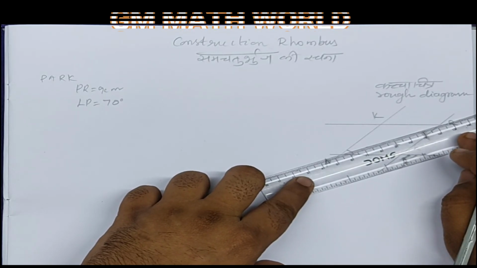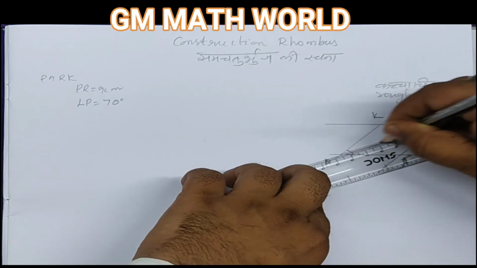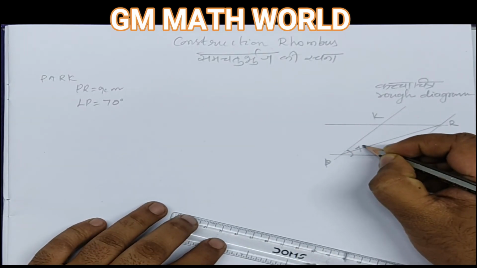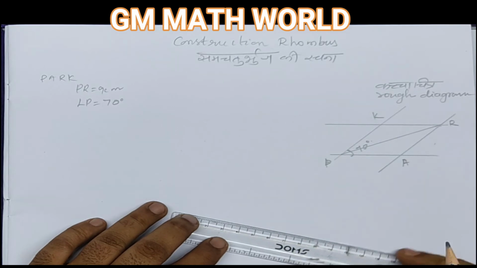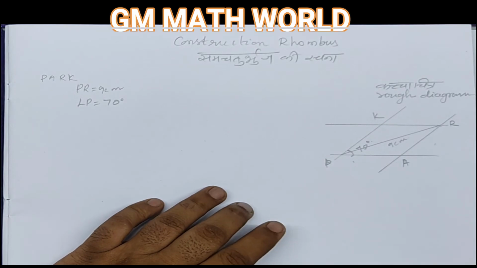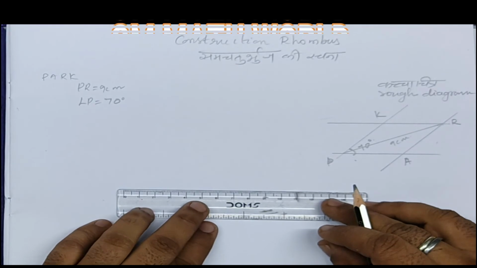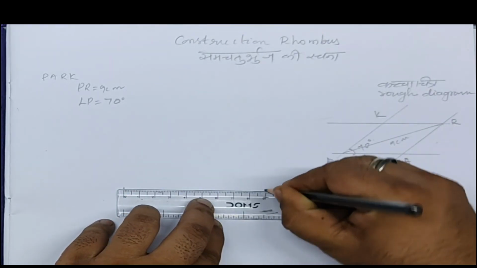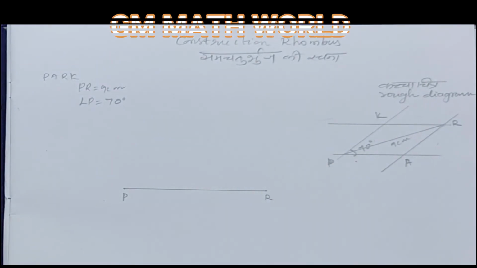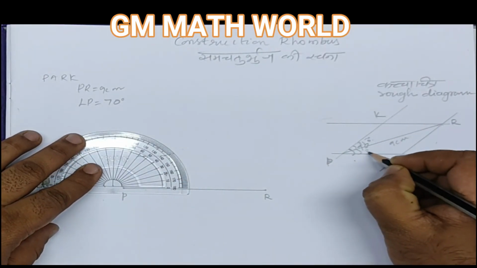First we have to draw the rough diagram of PARK by drawing two parallel lines and two more parallel lines intersecting the previous parallel lines, and give the name as PARK. 9 centimeter is PR and 35 degree is half of 70 degree, both below and above the diagonal PR, at P and R on both sides. Now after getting 35 degree above and below PR, we will get A and K by joining.